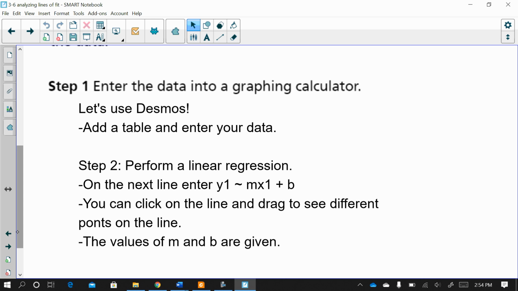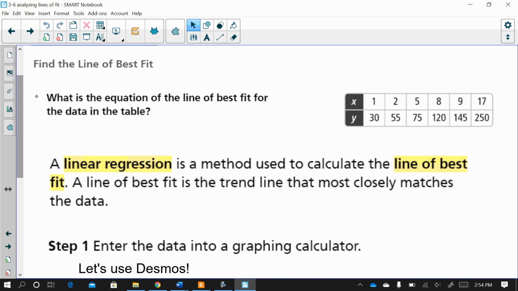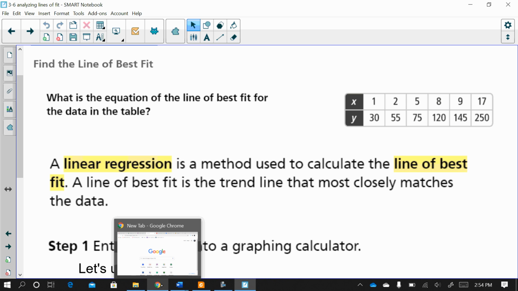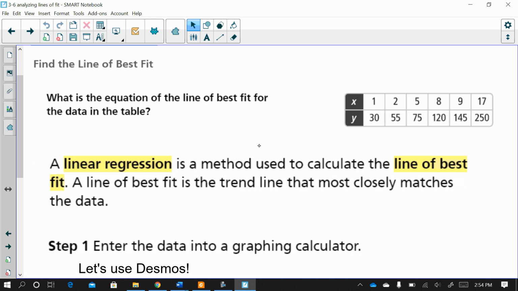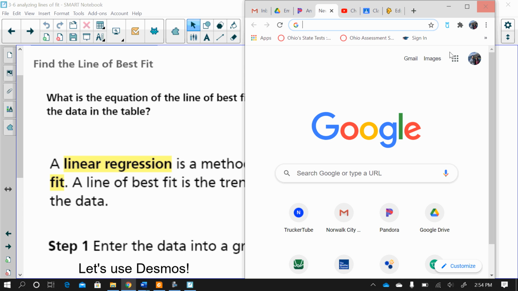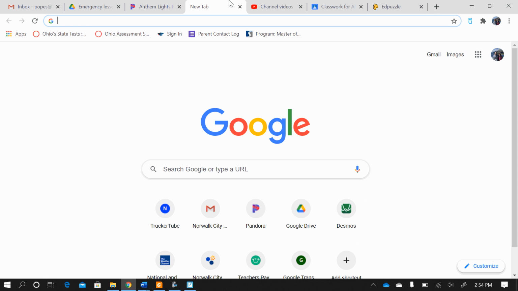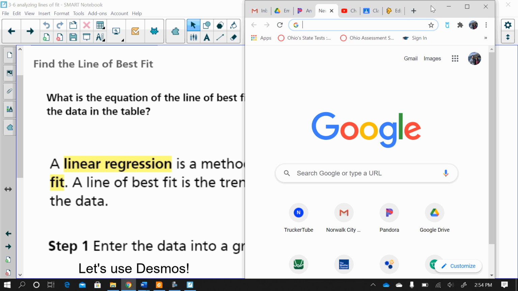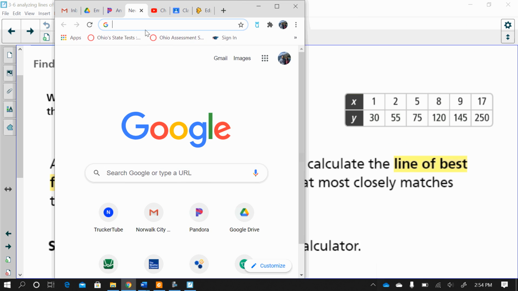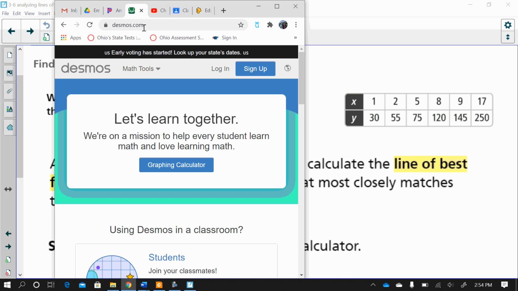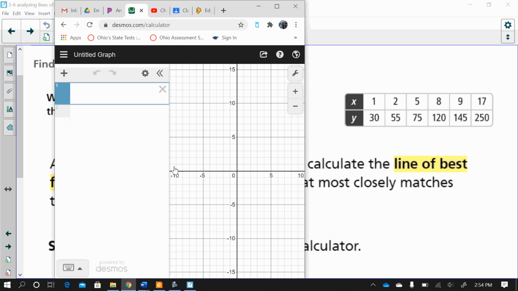Okay, so step 1, you're going to add a table and enter your data. So here's my data. I'm going to use the internet, and we're going to go to Desmos. Let me just put my computer around. I'm going to pull up the internet and minimize it a little bit so that I can see my data without going back and forth. I'm going to type in desmos.com. You're going to click on Graphing Calculator.